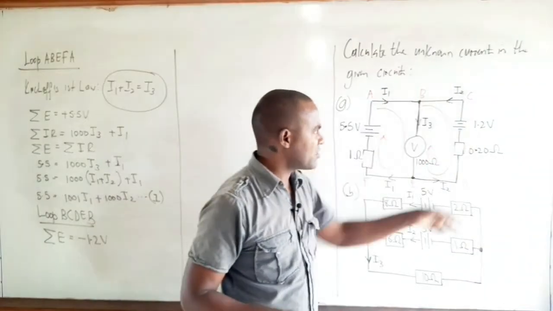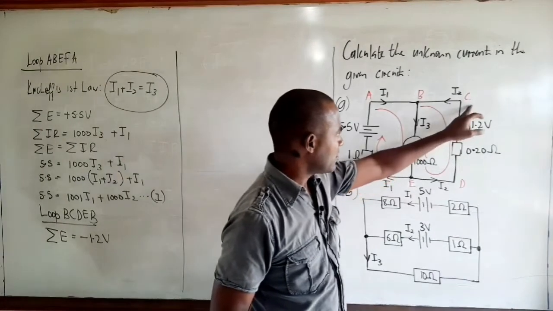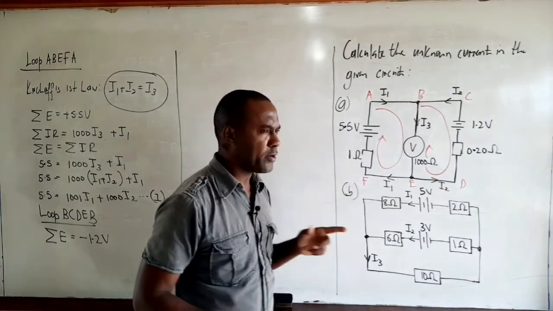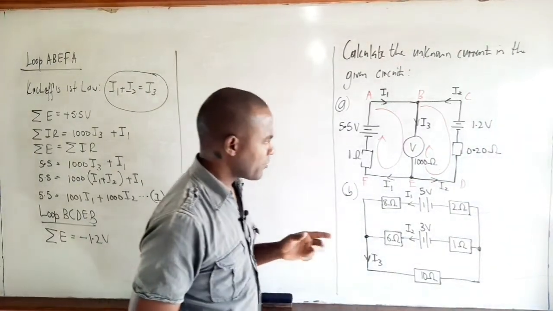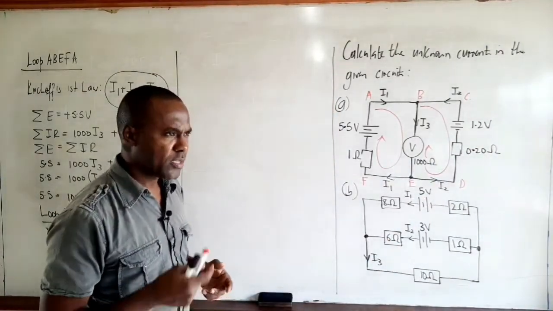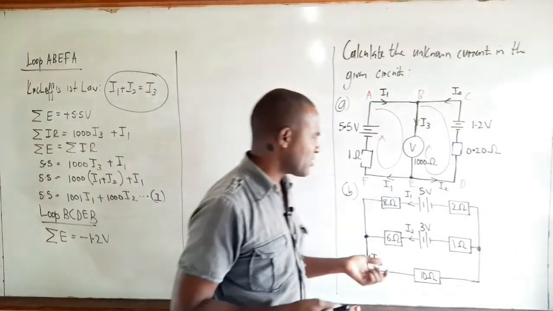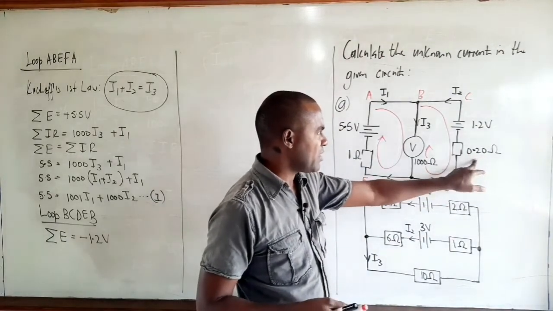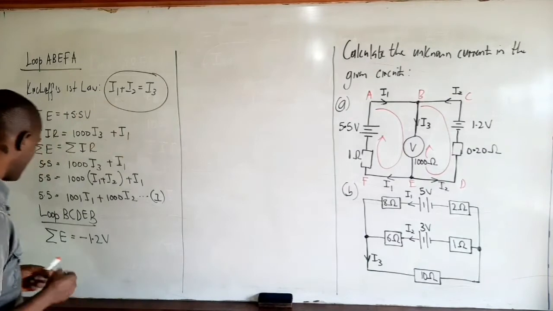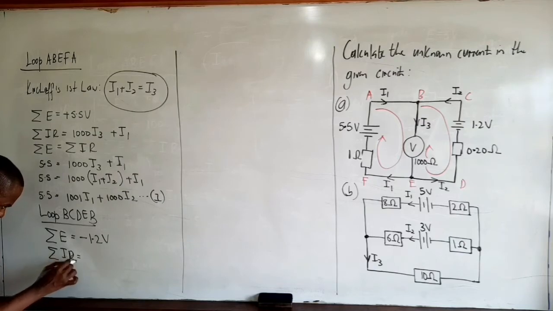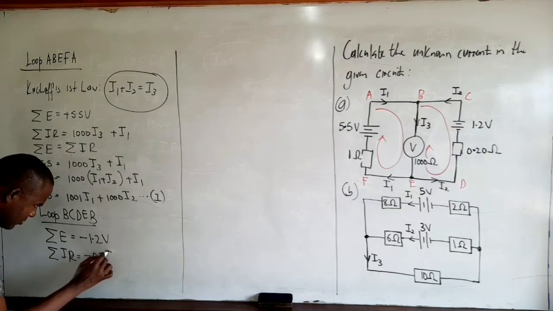So going around the same loop in the same direction, we encounter C, we encounter the 0.2 ohm resistor. Now, which current is flowing through the 0.2 ohm resistor? The current I2 is flowing through the 0.2 ohm resistor. But in this case, it is flowing in the opposite direction to that in which you are traversing the loop. And as a result, the current will be treated as being negative, and therefore the PD across this resistor will be taken as being negative. And so we have sum of IR equals minus 0.2 I2.